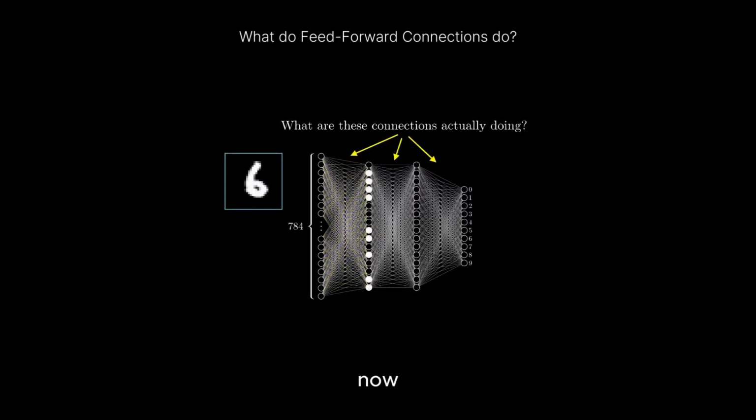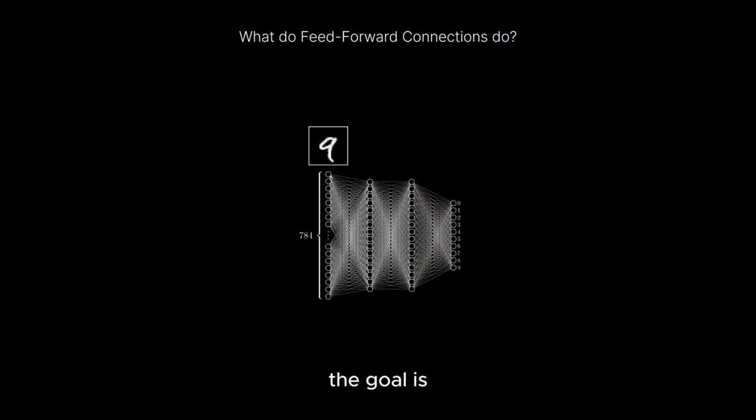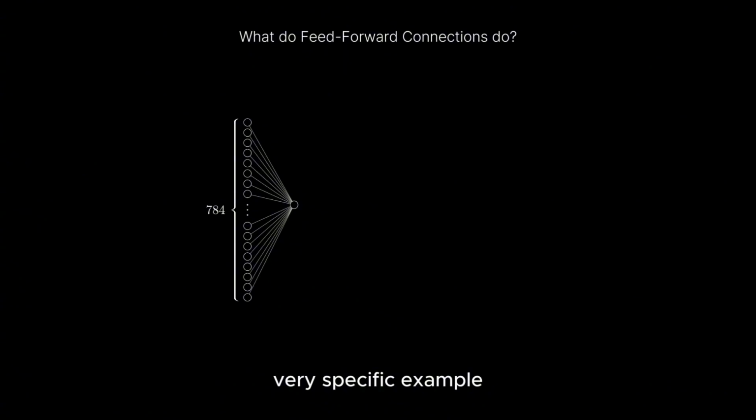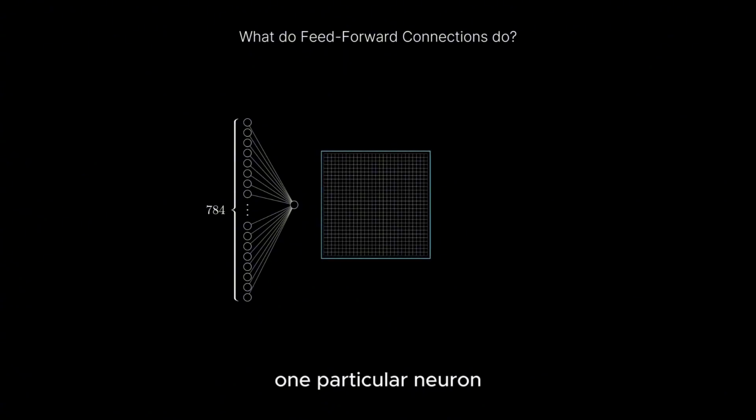Picture yourself right now designing how exactly the activations in one layer might determine the activations in the next. The goal is to have some mechanism that could conceivably combine pixels into edges, or edges into patterns, or patterns into digits. And to zoom in on one very specific example, let's say the hope is for one particular neuron in the second layer to pick up on whether or not the image has an edge in this region here.